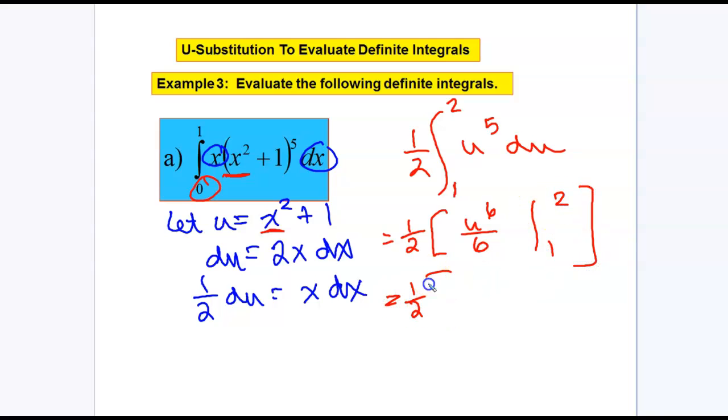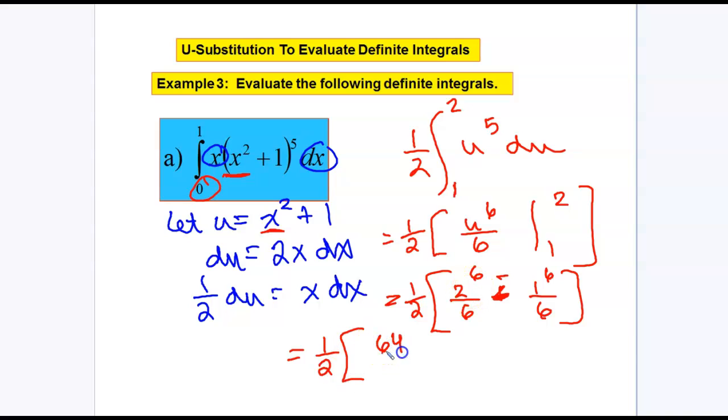This 1/2 is a constant. We'll leave it up front. This is going to be 2 to the 6th over 6 minus 1 to the 6th over 6. So I'm going to get 64 over 6 minus 1 over 6, which is going to be 1/2 times 63 over 6, which is going to be 63 over 12.